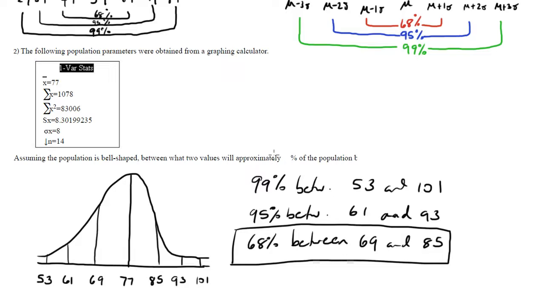That's the answer. So I assume this question was asking, assuming the population is bell-shaped, between what two values will approximately 68% of the population lie. So 68% will be between 69 and 85. That's the answer to the question there. So there you go.